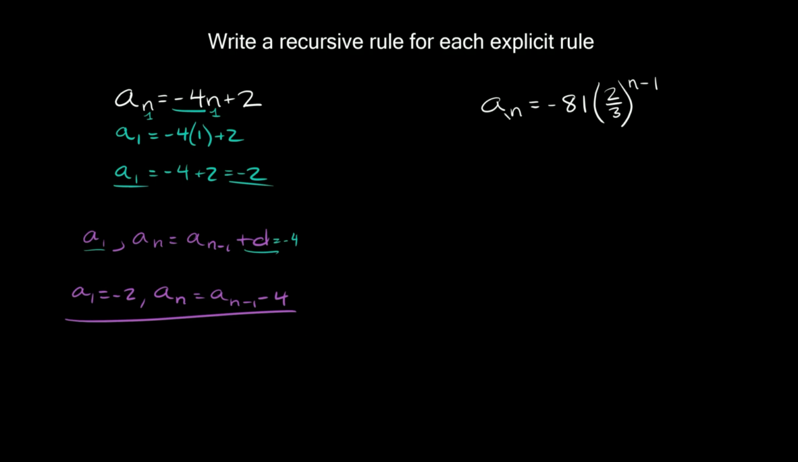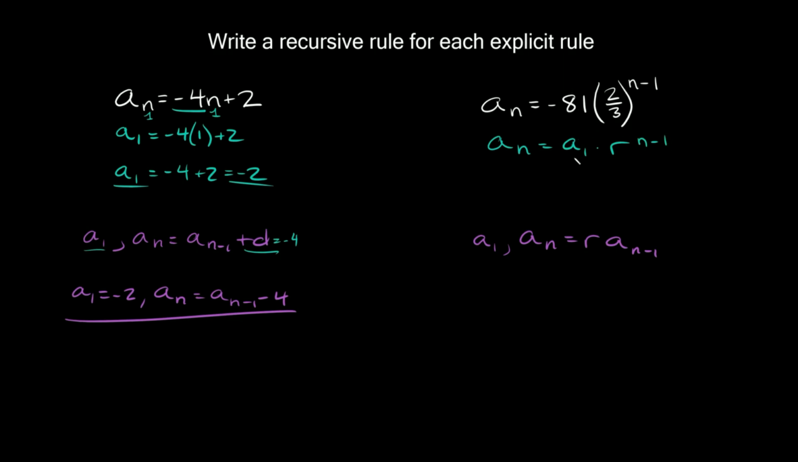And then lastly, we have this one right here: a sub n is equal to negative 81 times 2/3 raised to the n minus 1. So obviously we're multiplying, so we're going to use the recursive rule for multiplication, which is a sub n is equal to r times a sub n minus 1. Just like in the last one, remember we have to include the first term. To do that, it's actually kind of easier with the multiplication one. So remember the explicit rule for multiplication: the base rule is a sub n is equal to a sub 1 times r raised to the n minus 1. Then we can just match stuff up here.